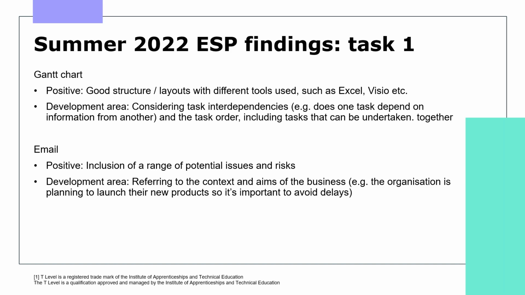And for the email, the chief examiner noted there was good consideration taken with the potential risks with the project, but making the connections to the business aims in the brief was an area that was lacking. And students should continue to refer back to those aims and the context. And that is something that we'll be mentioning quite a lot during this webinar. I'll now hand over to David with some more suggestions for preparing your students.